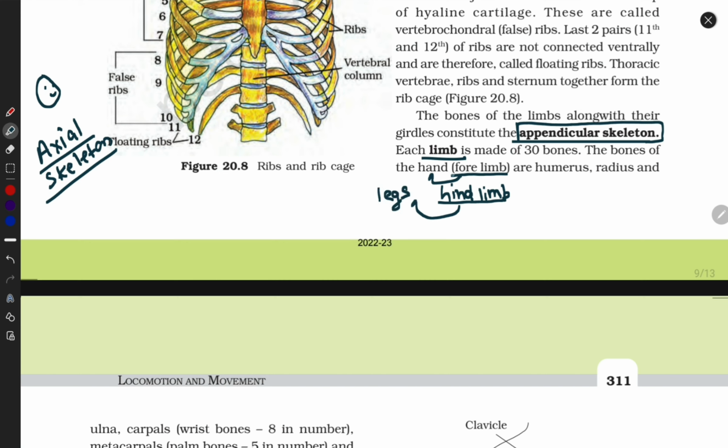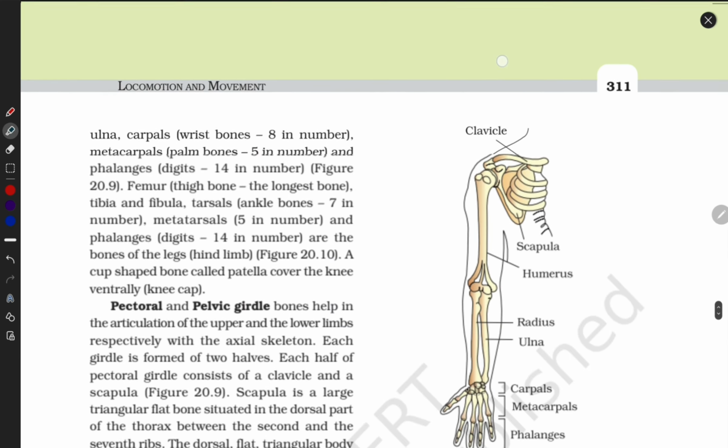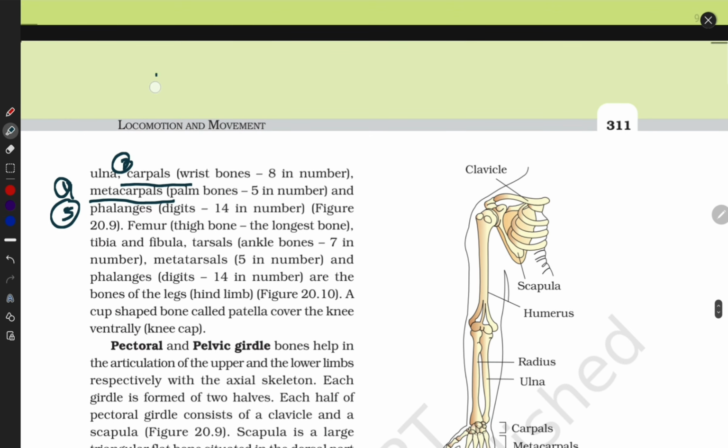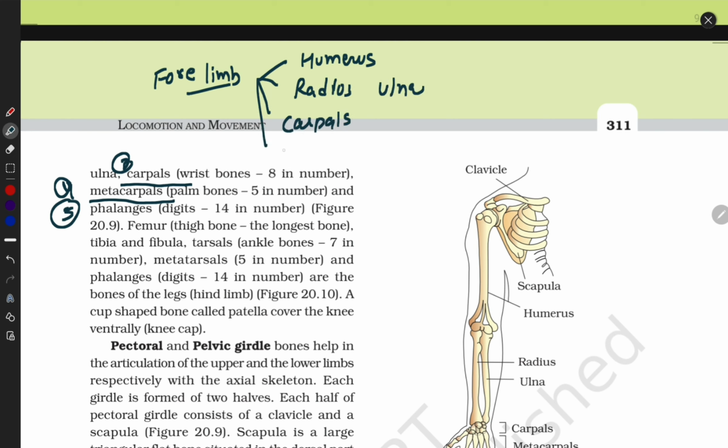Alright, let's start with the forelimb. The forelimb is divided into some bones. First is the humerus, second is the radius and ulna, third is the carpals, fourth is the metacarpals, and fifth is the phalanges. I repeat, the forelimb bones are humerus, radius, ulna, carpals, metacarpals, and phalanges.